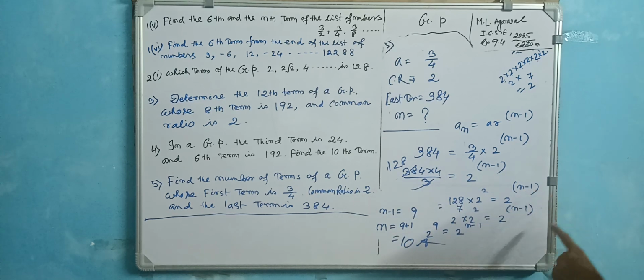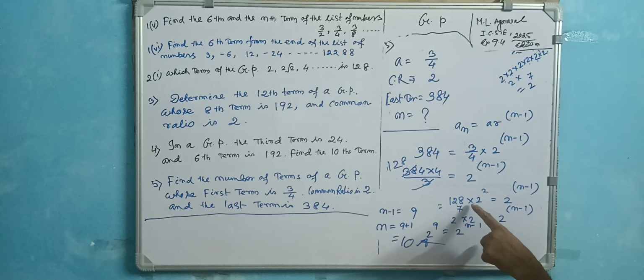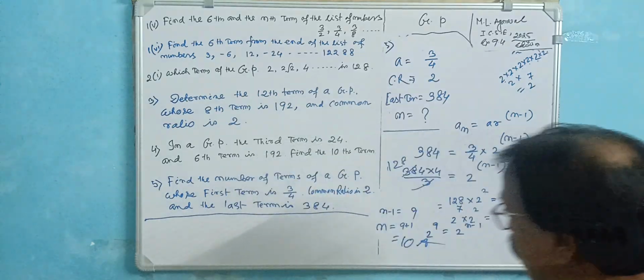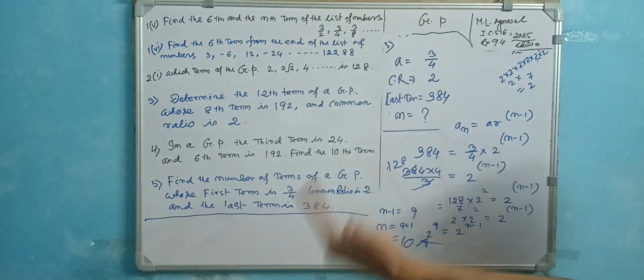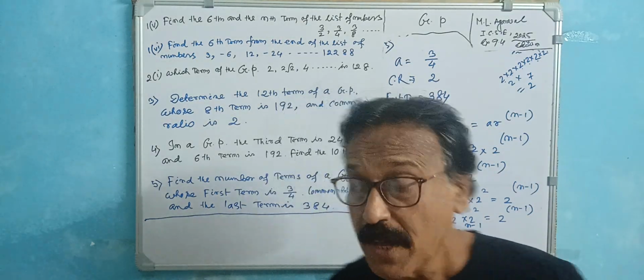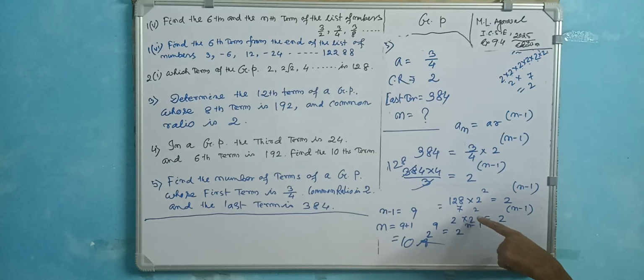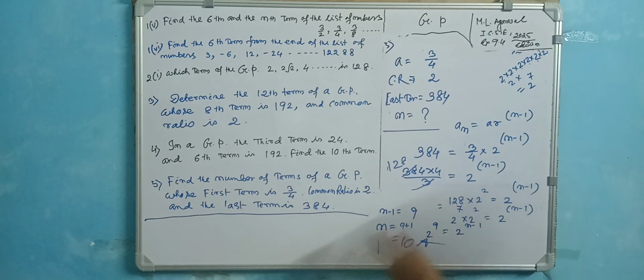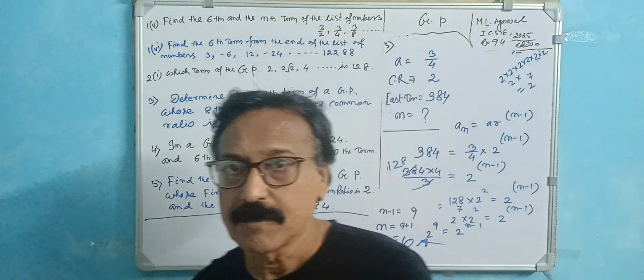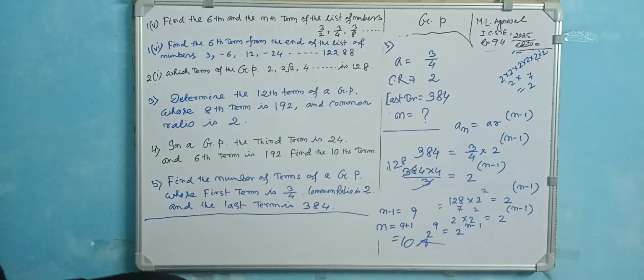2 to the power n minus 1 is equal to 128 into 2 to the power 2. You know the exponents, you know the indices. Just convert the 128 and the others to base 2. So 128 in base 2 is 2 to the power 7. Here is 2 to the power 2. Same base, so the powers will be added: 2 to the power 9. So 2 to the power 9 is equal to 2 to the power n minus 1. So n minus 1 is 9, n is 9 plus 1, 10. Clear? So this is the other pattern.